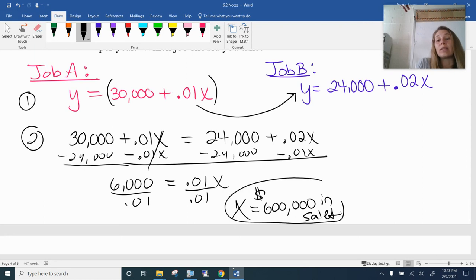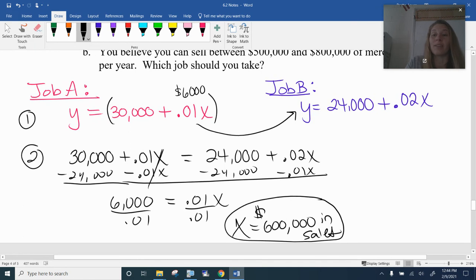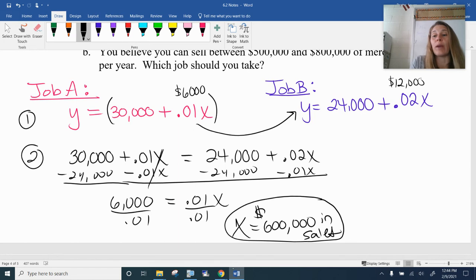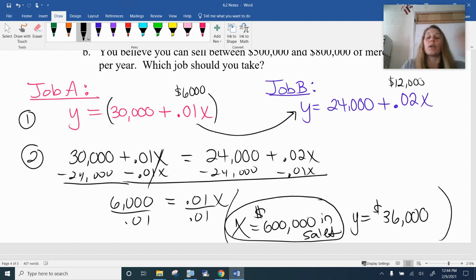So what this means is if you have $600,000 in sales, both jobs will pay you the same because 1% of that $600,000 is 6,000. 2% of that 600,000 is 12,000. So what happens when you add both of these, 30,000 plus 6,000 or 24,000 plus 12,000, you would be making $36,000. Okay. So what does that mean?